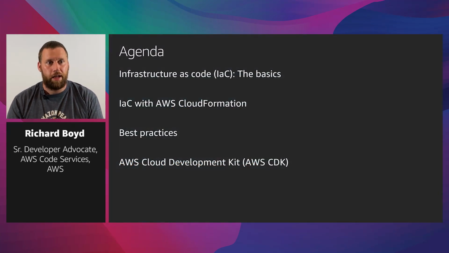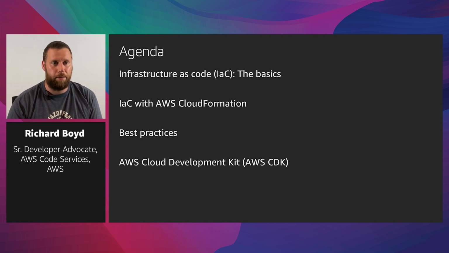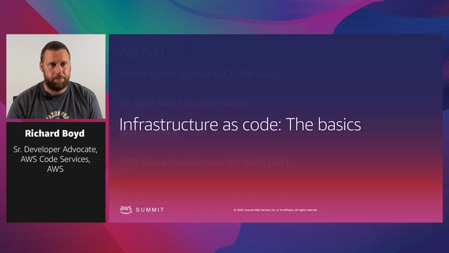Today we'll cover infrastructure as code, the basics, which is just a quick recap of some of the terminology and the terms we use to describe infrastructure as code and how we think about it. Then we'll cover how specifically AWS handles infrastructure as code with AWS CloudFormation. Next, we'll cover the best practices when using AWS CloudFormation. And finally, we'll wrap it up with a brief discussion of the AWS Cloud Development Kit, or CDK. Let's get into the basics.